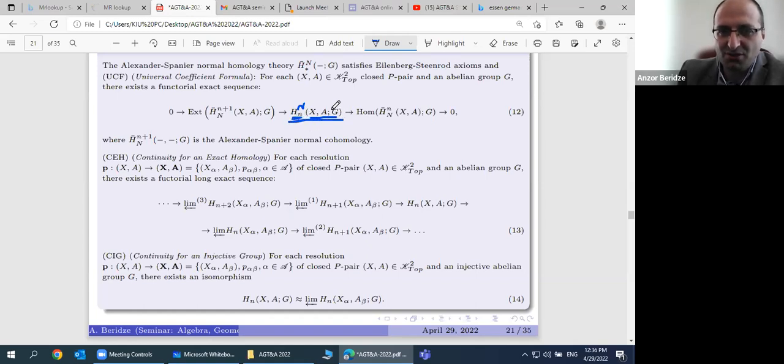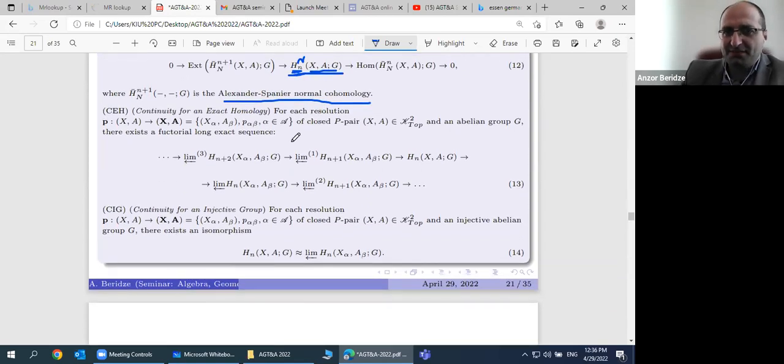As I mentioned, we use the injective resolution of the coefficient group, and using this resolution, we somehow constructed a chain complex, and the homology of this chain complex is Alexander-Spanier normal cohomology. And this is one property.